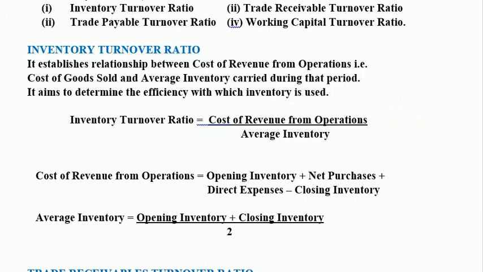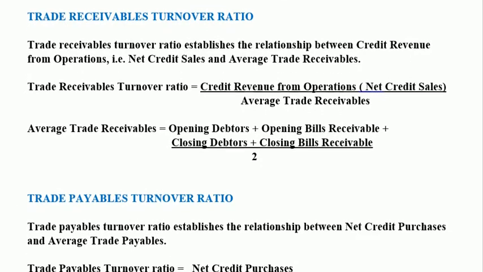Now we move to the second category of activity ratios, which is known as trade receivables turnover ratio. What is trade receivables turnover ratio? First of all, let me tell you the word trade receivables: it includes debtors and bills receivable. I repeat, the two current assets, debtors and bills receivable, are together known as trade receivables.